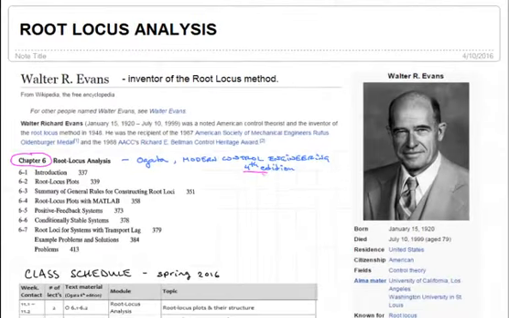So root locus analysis was developed by Walter Evans in 1948, and so we just want to give some recognition to the inventor here.